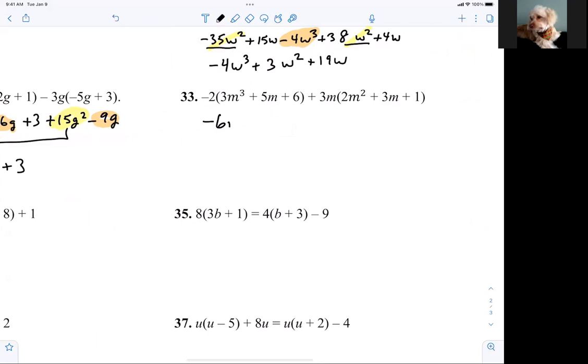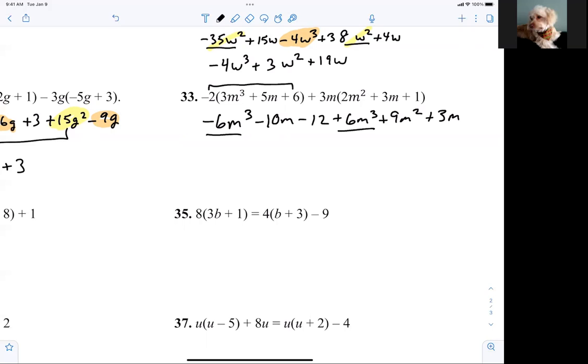Negative 6m cubed minus 15m minus what? 10. Good. You're good. Keep going. Oh wait. Minus 12. Good. Plus 6m cubed. Good. Plus 9m squared plus 3m. Beautiful. Go. And so the 6m cubes cancel out. Good.